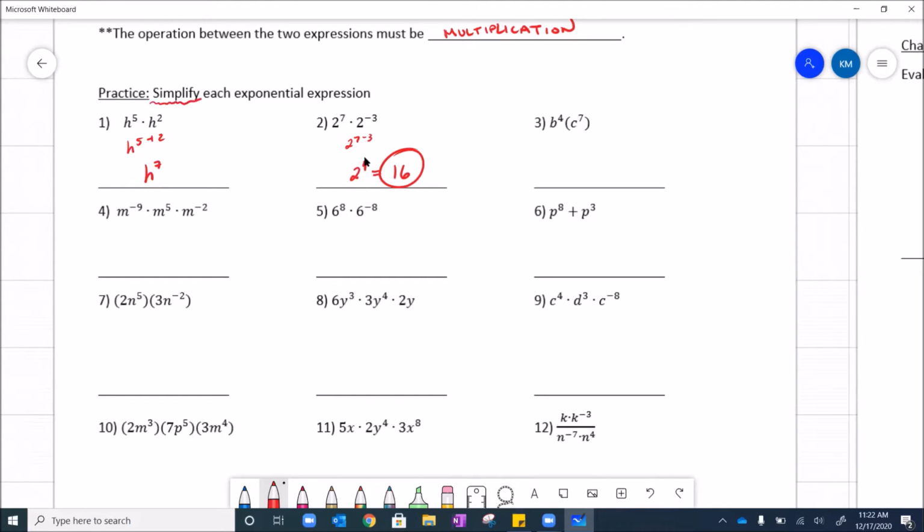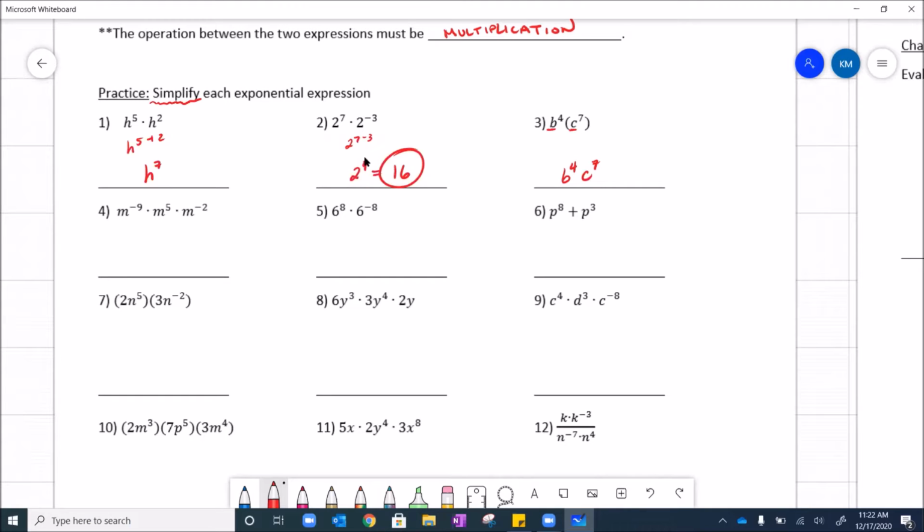B to the 4th and C to the 7th, you see that these are not the same base. This is a B, this is a C. So we cannot say BC to the 11th or CB to the 11th or anything like that. This is B to the 4th, C to the 7th. This is as simplified as that expression gets until we know what any values are.